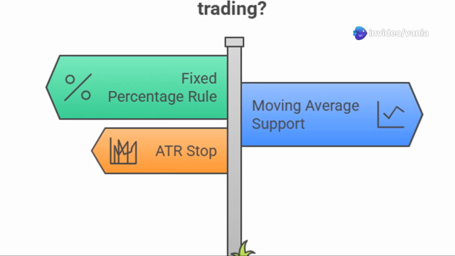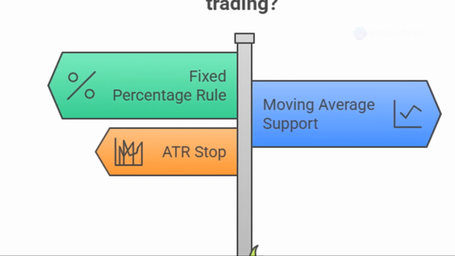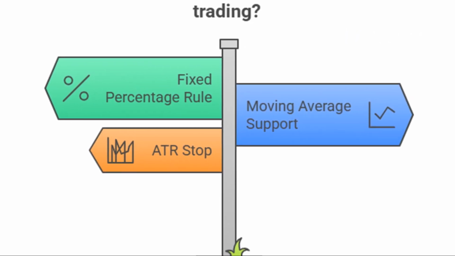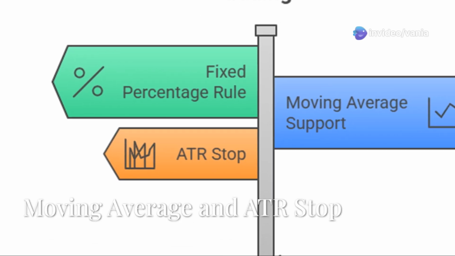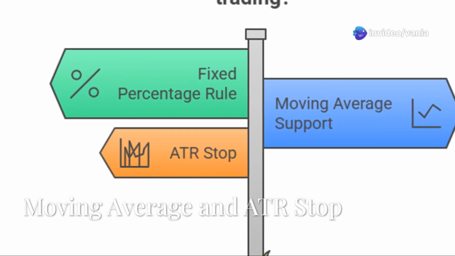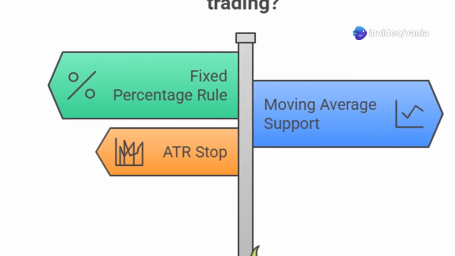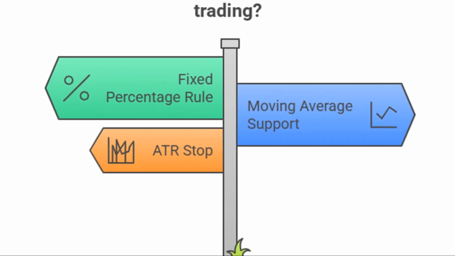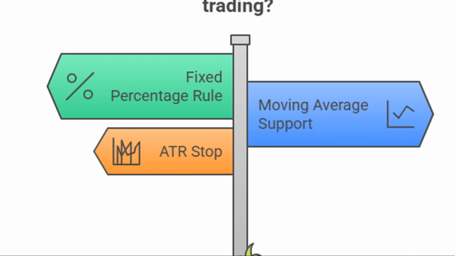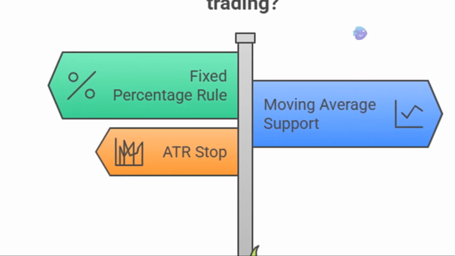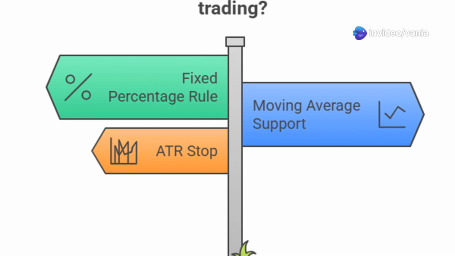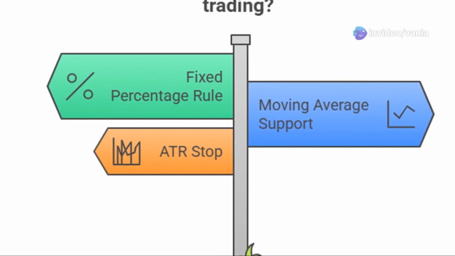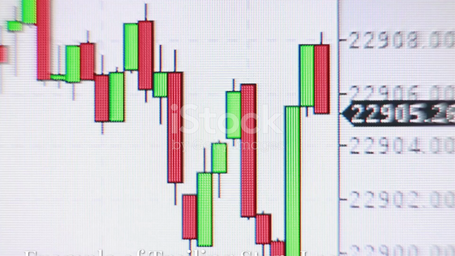Methods for adjusting a stop loss. Fixed percentage rule. Move the stop loss 5 to 10% below the current price for long trades, or above for short trades. Moving average support. Use the 9-day or 20-day moving average as a dynamic stop loss level. If the price breaks below the moving average, exit the trade. ATR stop. Use the ATR indicator to set stops based on volatility. If the price moves 1.5 times ATR below the current price, exit the trade.